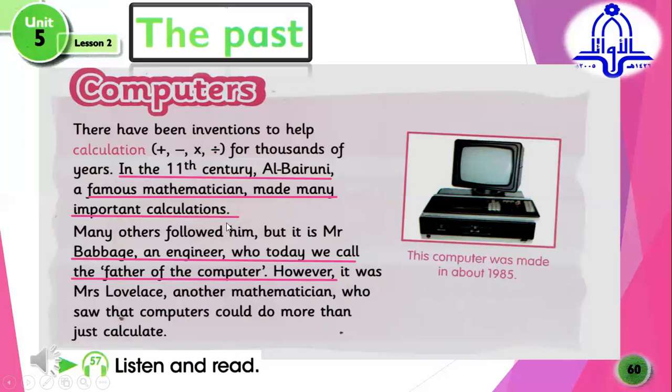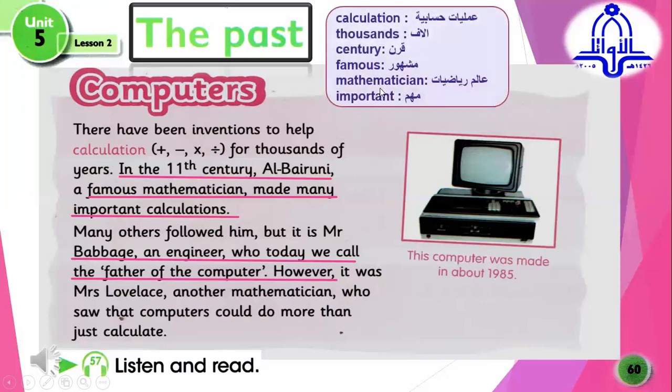Yes, after we have read the paragraph, now we have many important words. We have calculation or calculations, thousands, thousands of years, century, famous, mathematician, important. These are very important words. You are required to memorize the meanings of these words so they help us solve the questions on the three paragraphs: telephone, cars and computers.